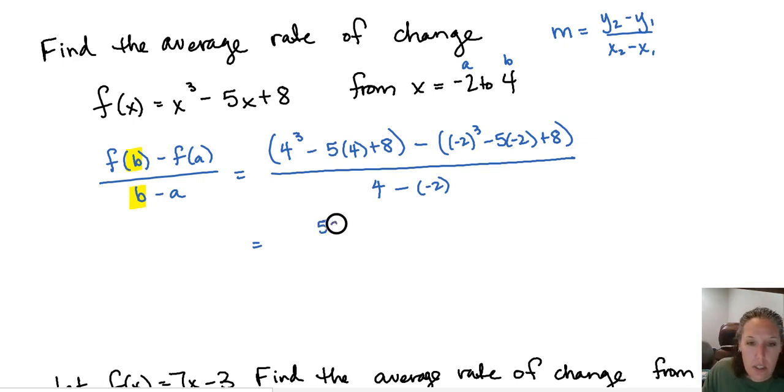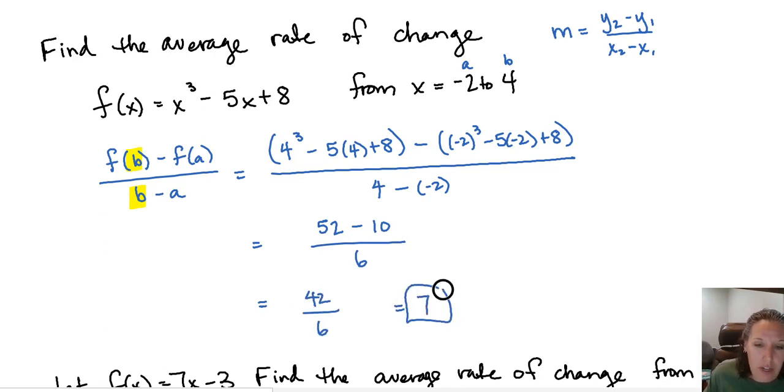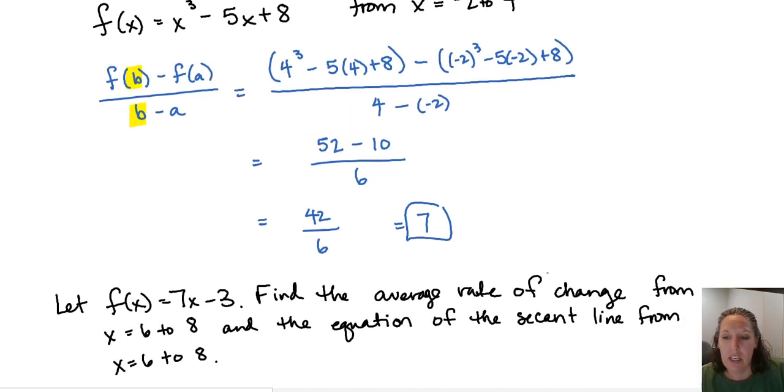All right, 4 cubed minus 5 times 4 plus 8 is 52. And -2 cubed minus 5 times -2 plus 8 is equal to 10. And then in the denominator, we get 4 minus a -2. That's the same thing as 4 plus 2, or 6. So 52 minus 10 is 42, divided by 6 gives us an average rate of change of 7. So that means if we were to look at that line that we were imagining on our function, it would have a slope of 7.